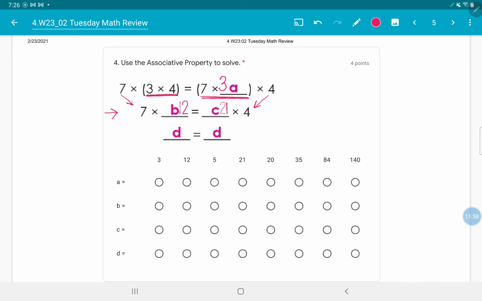So now we're ready to solve the next step, or the next part. So we'll do the left-hand side. 7 times 12. I know 7 times 10 is 70. 7 times 2 is 14. So if I put those together, I'll get 84. Then I'm going to solve the right side. 21 times 4. 20 times 4 is 80. 1 times 4 is 4. If I put that together, I get 84. A is equal to 3, B is equal to 12, C is equal to 21, and D is equal to 84.